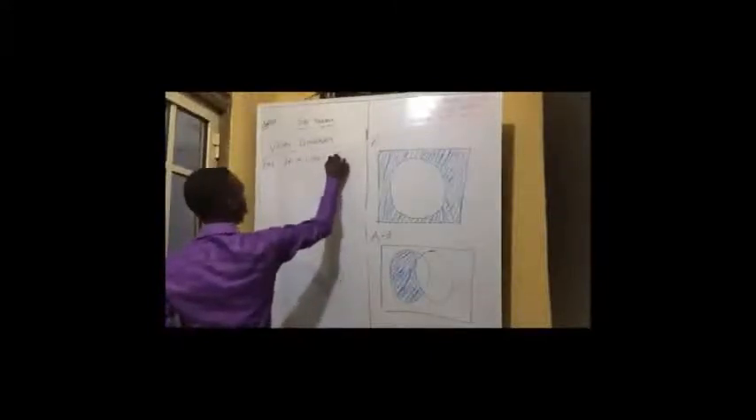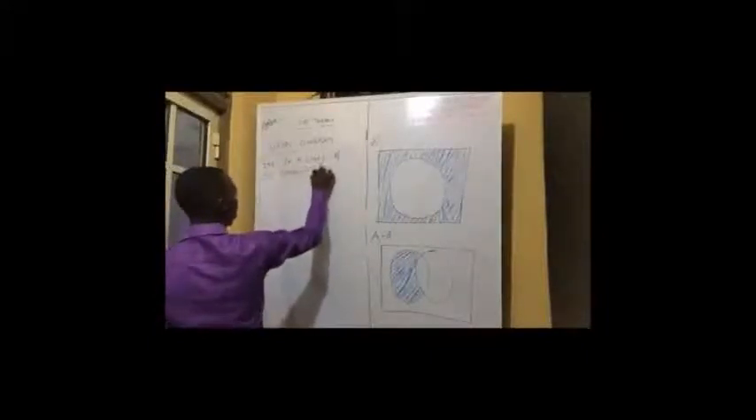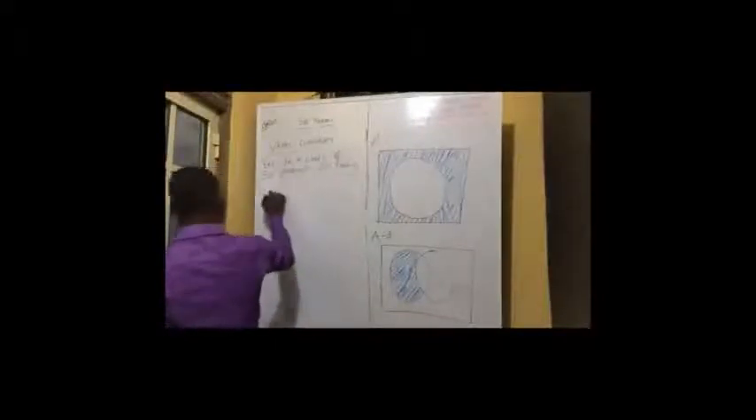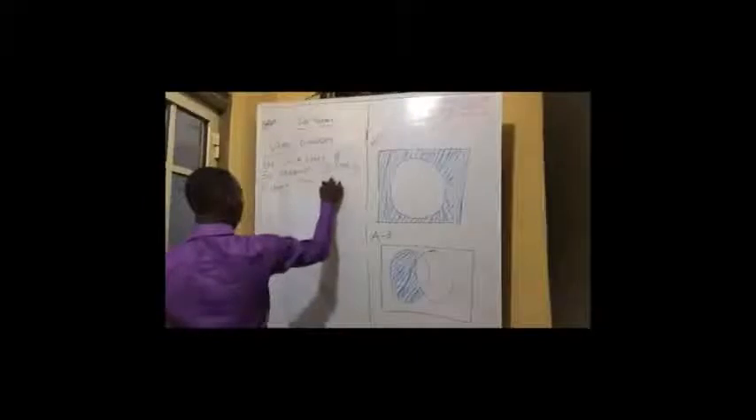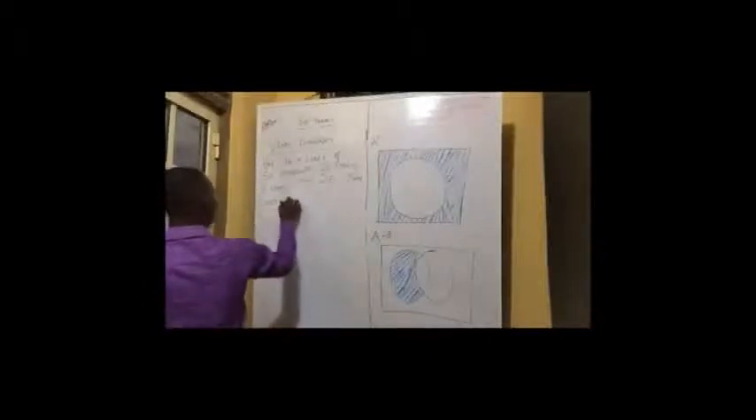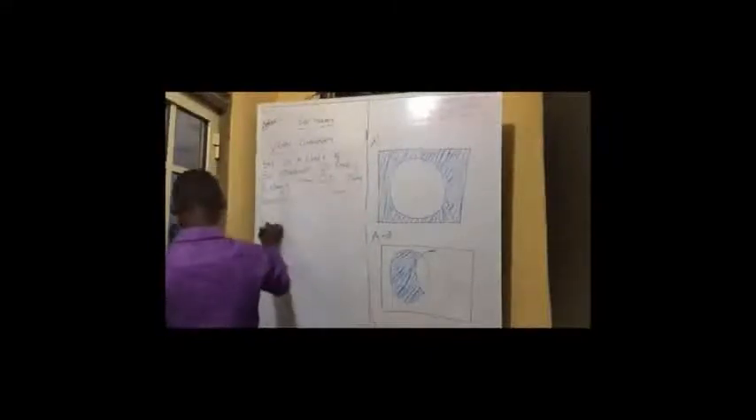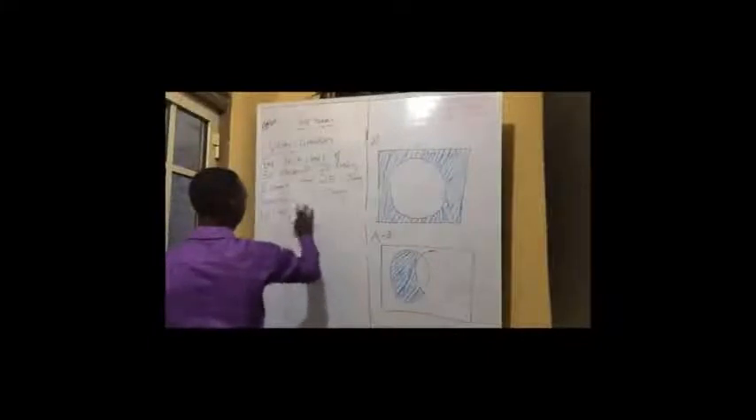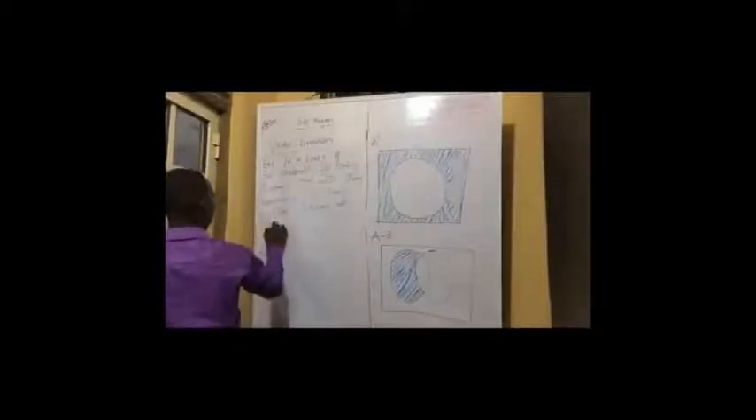Example 1. In a class of 50 students, 30 study biology and 25 study economics. 15 study neither biology nor economics.